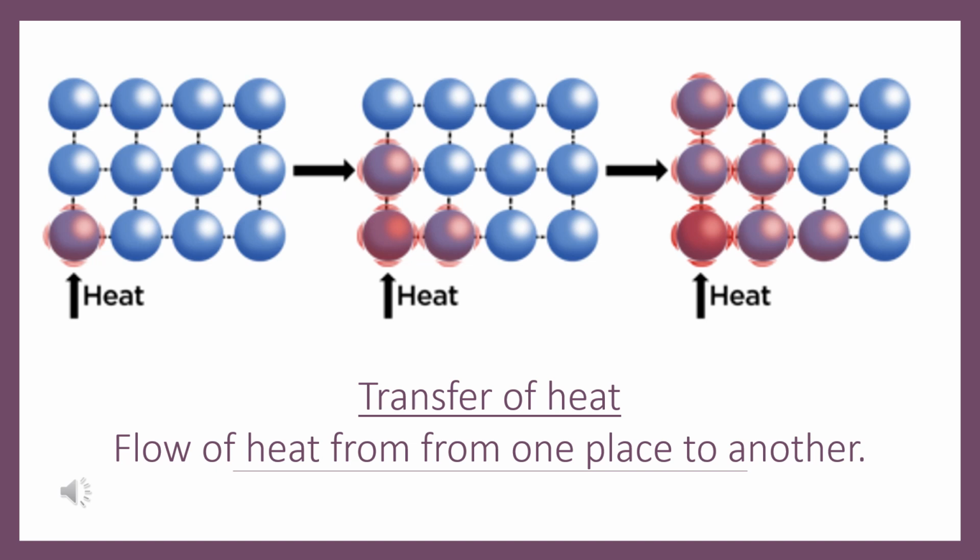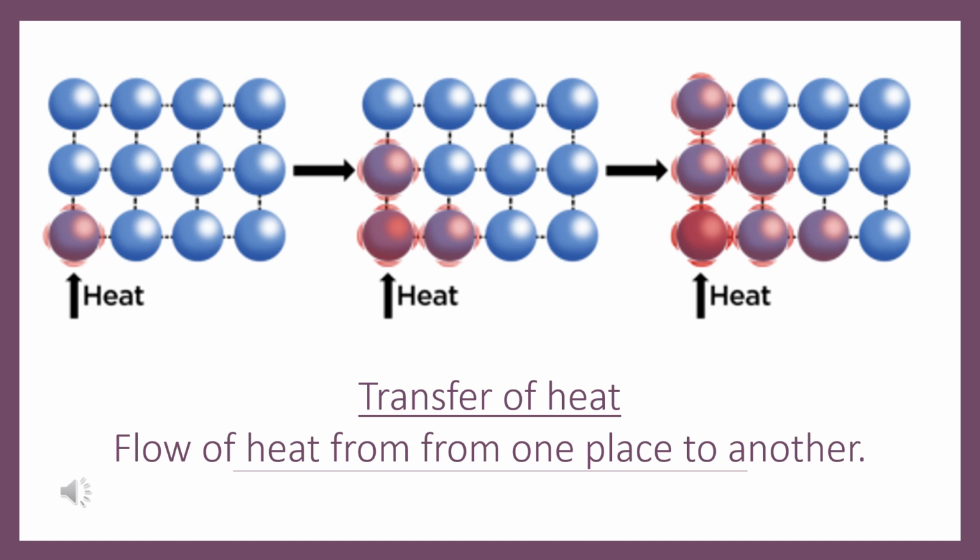When it gets heated to an extreme extent, it is going to transfer its heat to the adjacent atom, to the immediate next ones. Then the same happens with the next atoms, and then further the chain continues. So here the transfer of heat is in the form of flow of heat from one point to another.